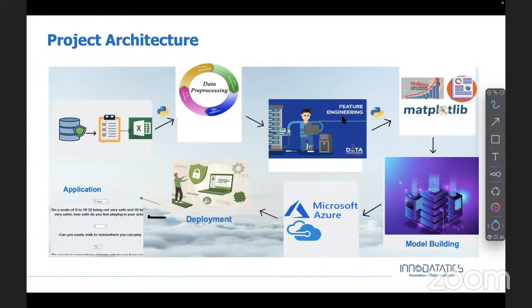We have performed feature engineering, and then using Python we used a lot of data visualization libraries such as Matplotlib, Seaborn, etc. Then we build the model. After building the model, we deployed the model on cloud. Once we have deployed the model on cloud, we started giving a user interface to the end user, wherein the end user can key in the inputs and then just click on submit, and then the results would get displayed on the screen.